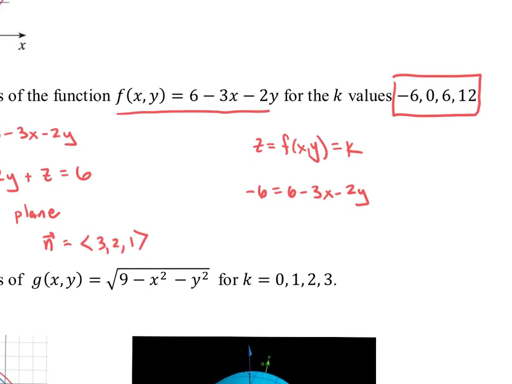So algebraically, I'll just show you this one quickly. So you would subtract 6 and get -12. And let's go ahead and set this up so that we know the visual a little bit better. So we're going to add 2y, -3x plus 12. So that gives us the line y equals -3/2 x plus 6. So that would be the level curve if the function was equal to -6.